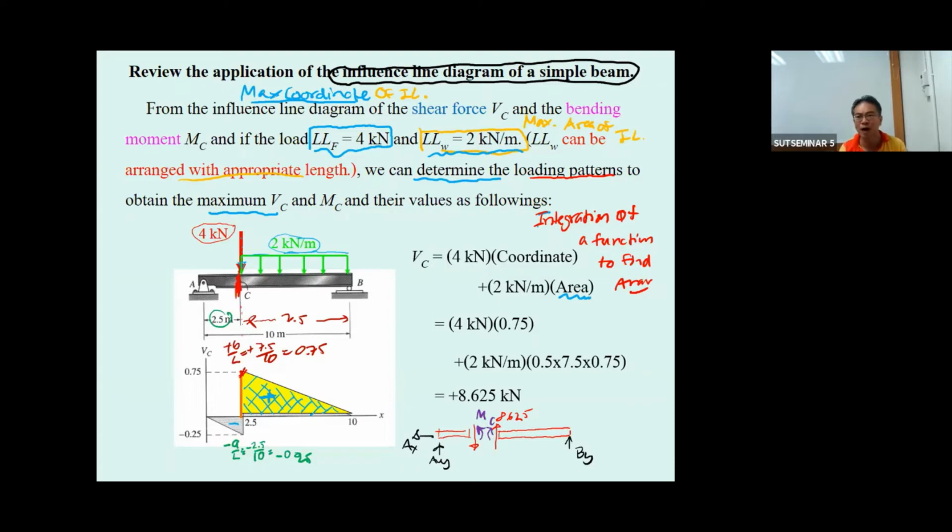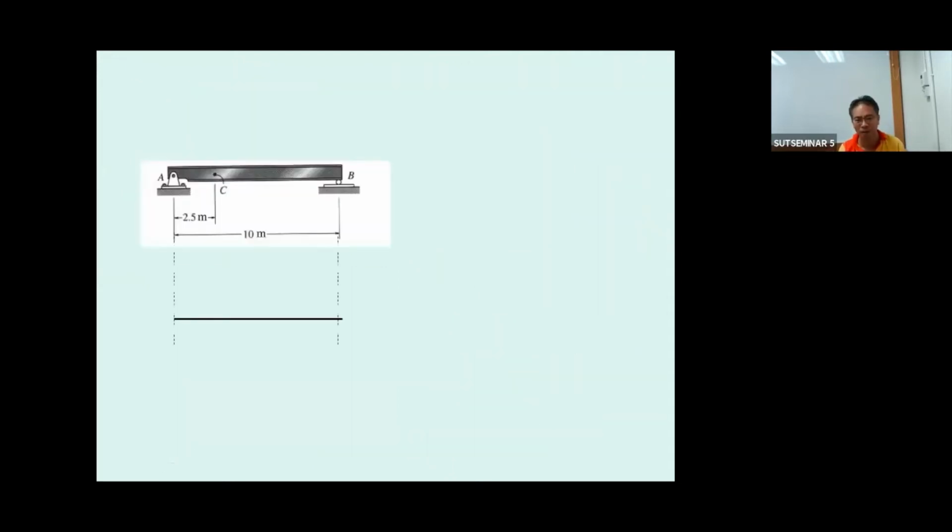But if you prefer to find the bending moment at C, is the loading pattern going to be the same? No, because the influence line diagram of the moment is done like this. You just put the hinge at C. This is going to be the pin, and this is going to be the roller. When you put the hinge here, you put the positive moment and move this up by AB over L. And then you get this as the influence line of M sub C.